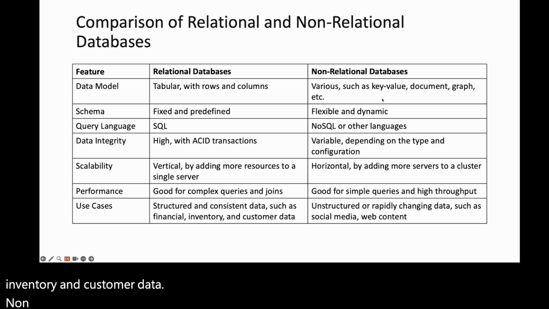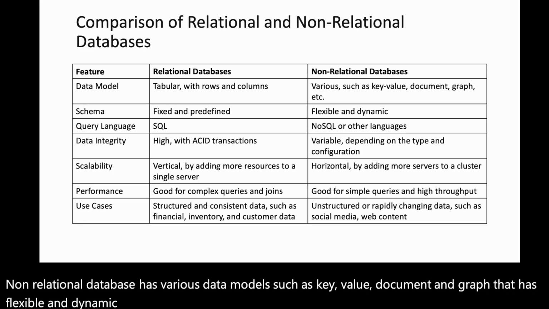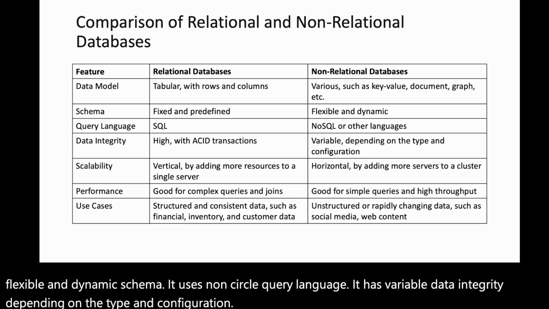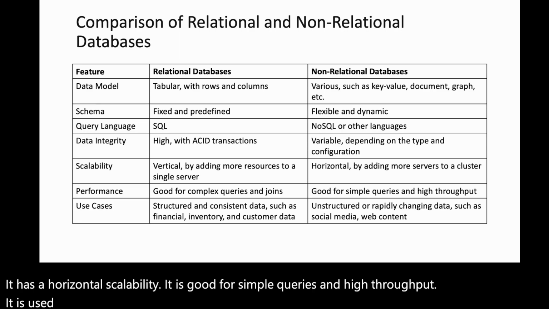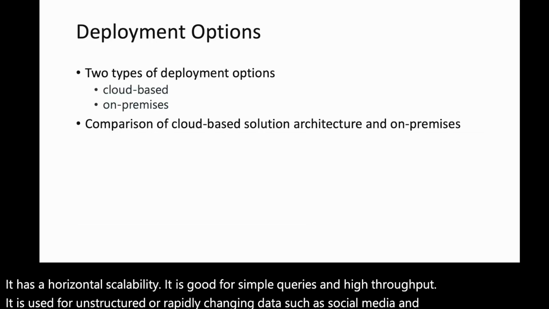A non-relational database has various data models such as key value, document, and graph. It has a flexible and dynamic schema. It uses a NoSQL query language. It has variable data integrity depending on the type and configuration. It has horizontal scalability. It is good for simple queries and high throughput. It is used for unstructured or rapidly changing data such as social media and web content.